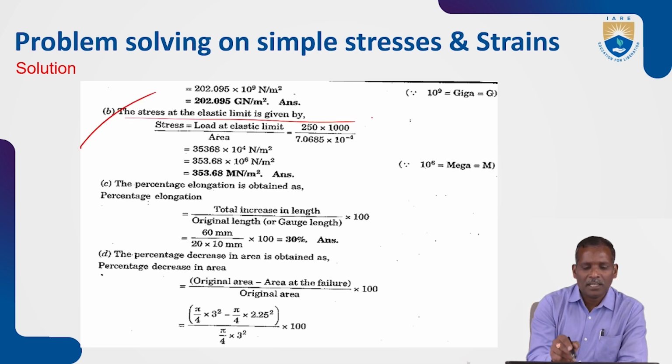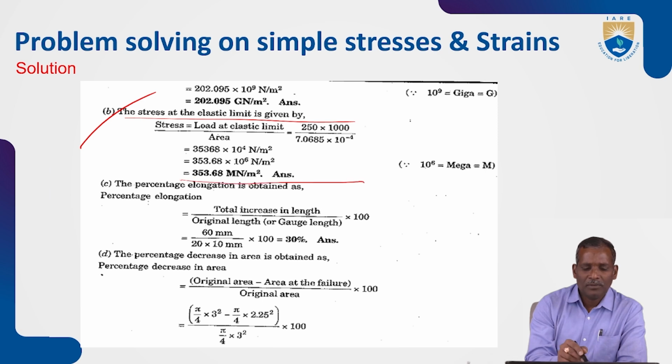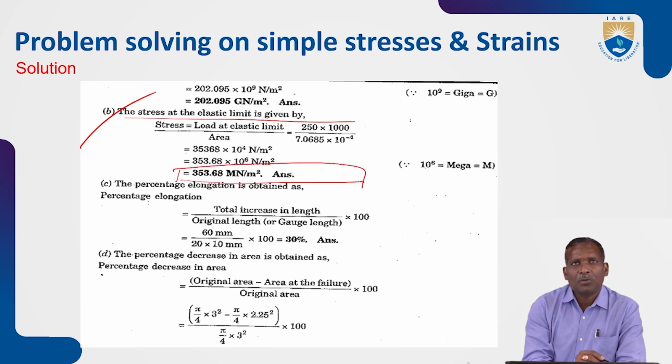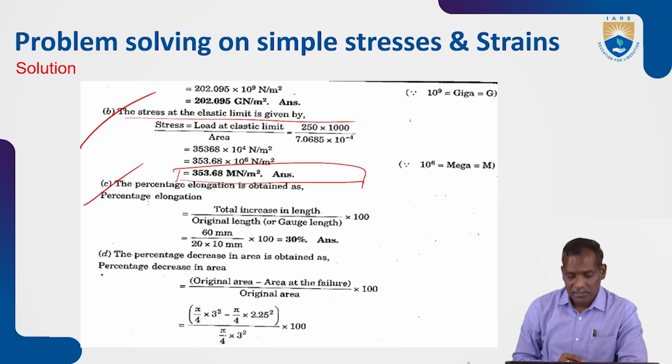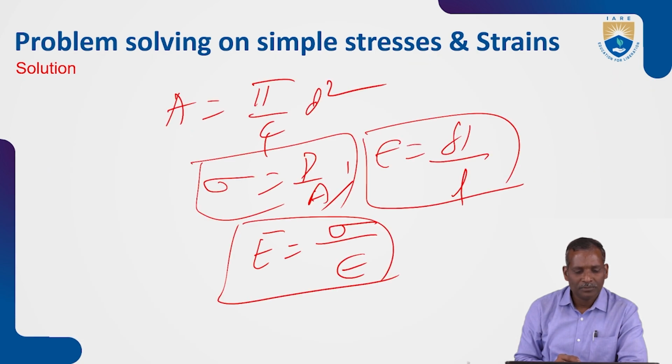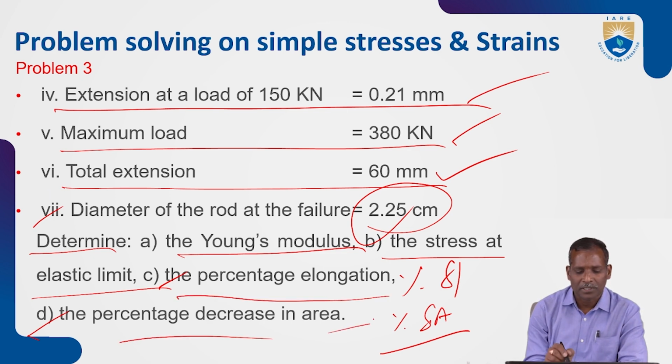And then the stress at the elastic limit is given by stress is equal to load at elastic limit upon area, and then calculate, you will get 353.68 meganewton per meter square. Now what was asked in the problem: Young's modulus, stress at the elastic limit is over, the percentage elongation and percentage decrease in area.